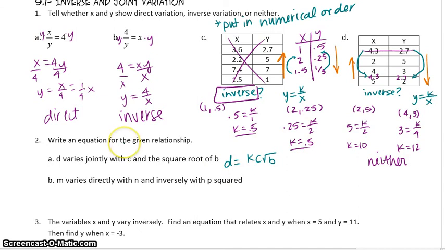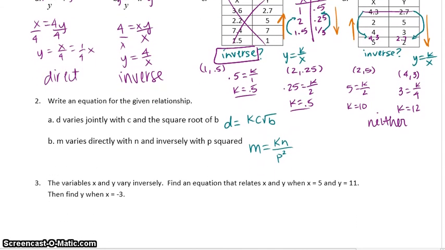And then for B, m varies directly with n and inversely with p squared. So we know we're going to have m on one side of our equation, and then it varies directly, so that means it's just going to be multiplied by our k, so with n, and then inversely with p squared, so that means p squared has to be in our denominator.